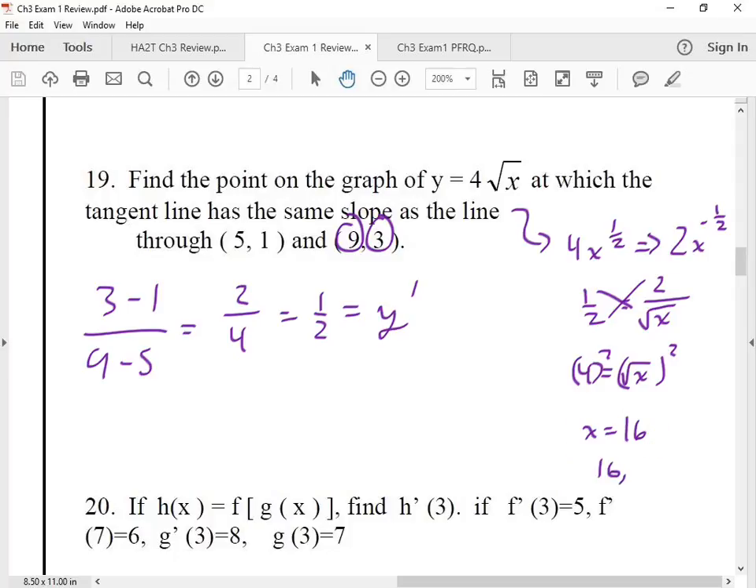So we have to take the 16 and plug it in to get the y value. What am I plugging the 16 into? Am I going to plug it into y or y prime? Yes, back into y. So if I plug in 16, the square root of 16 is 4, and then 4 times 4 is 16. Okay, so the point is (16, 16).